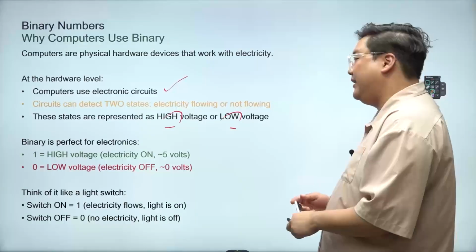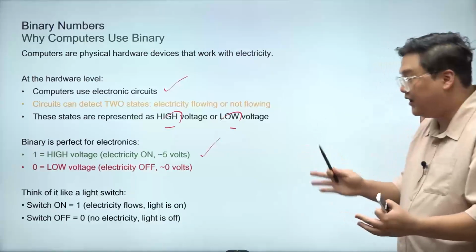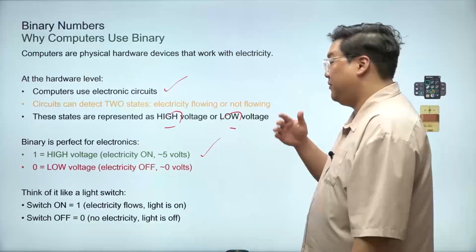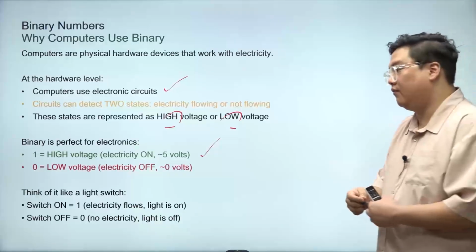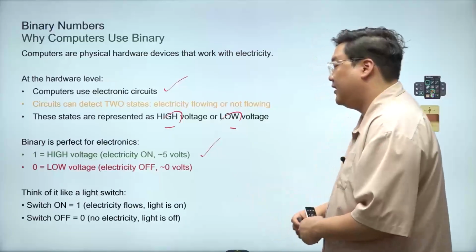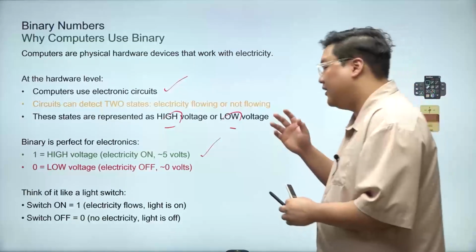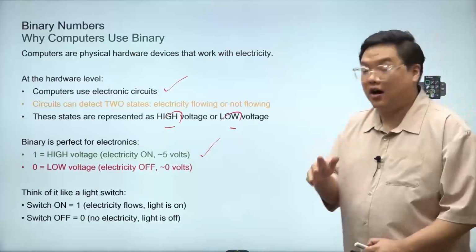So binary is perfect for electronics. When it's 1, high voltage is going through, so electricity is considered to be on. And when it's 0, there's a low voltage flowing through, so it's considered that electricity is off, right? So think of it like a light switch. When the switch is on, it's 1, electricity is flowing. But when it's off, it's 0, so the light is off, okay?